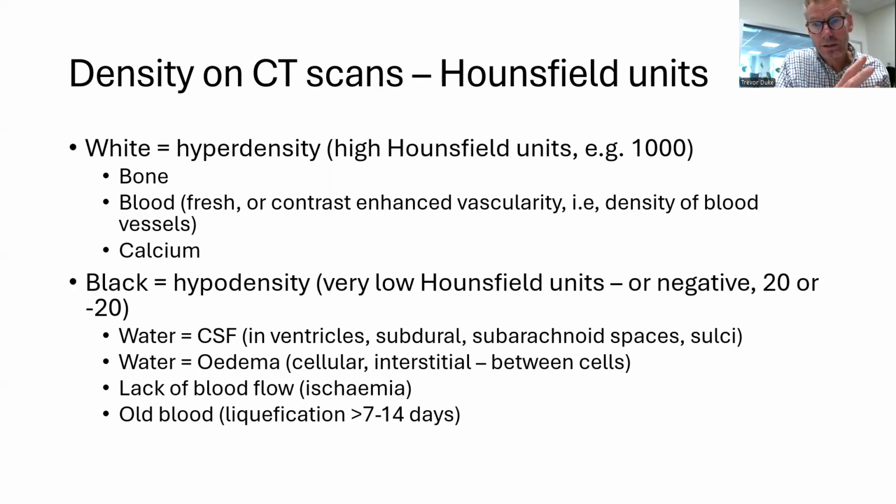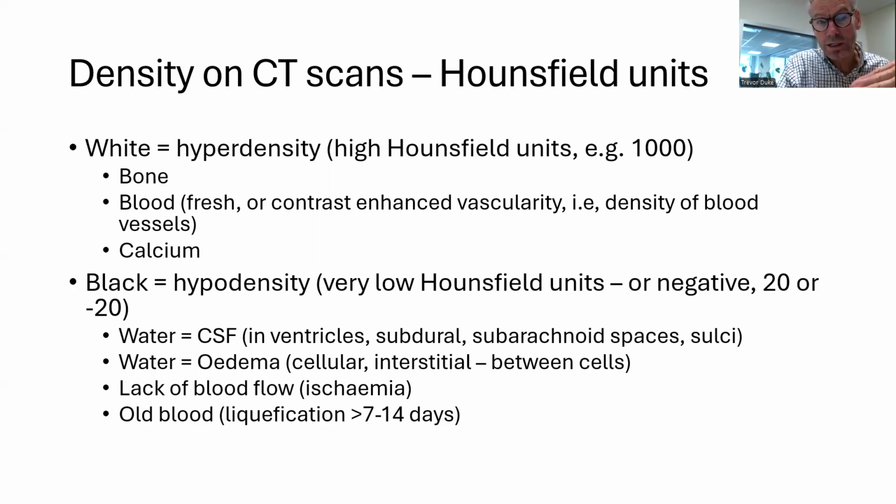When you've got fresh blood that is hyperdense, it has high Hounsfield units, it's white in color. After a period of time, the blood liquefies, it becomes more like water, and then it changes from being white to being grey, and then a darker grey. And that depends on the content of water.